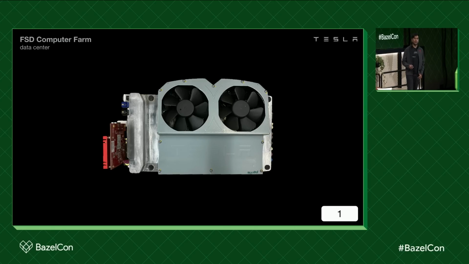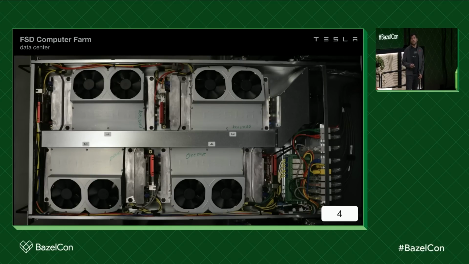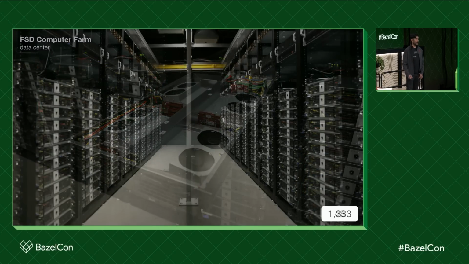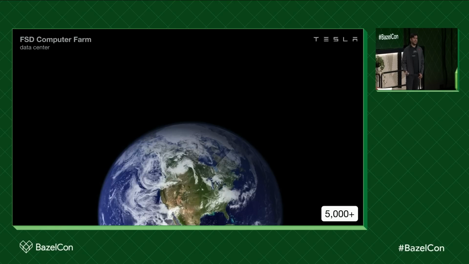To have this computer fit in a data center, we've grouped them into trays along with fans, relays, power supplies, and heat sensors. Each of these trays is stacked vertically into racks, and we have many rows of these racks in our data center. We have multiple data centers around the world and over 5,000 FSD computers, and we're growing.